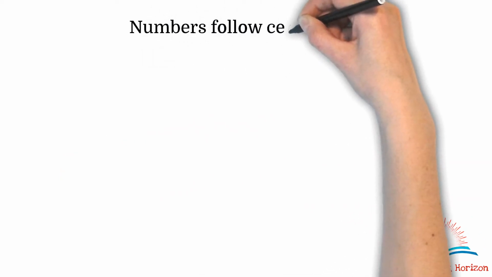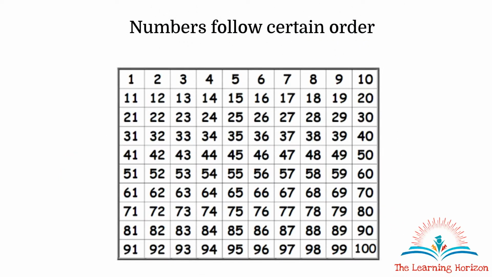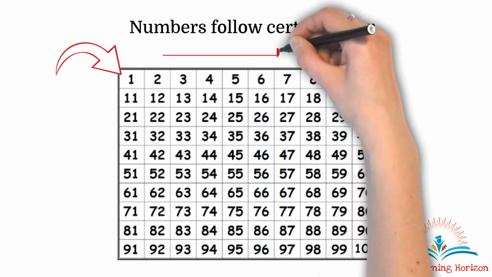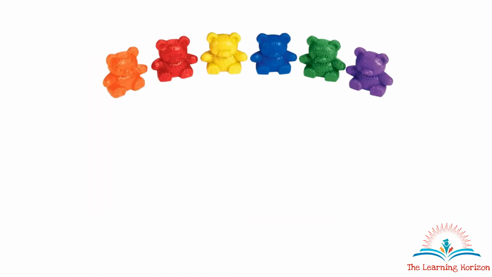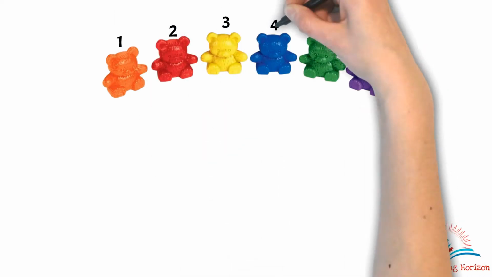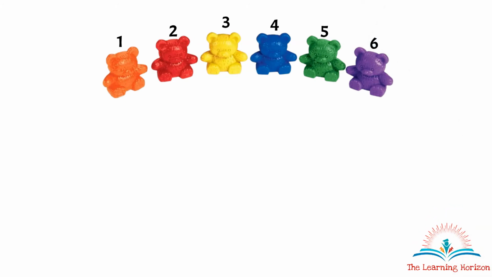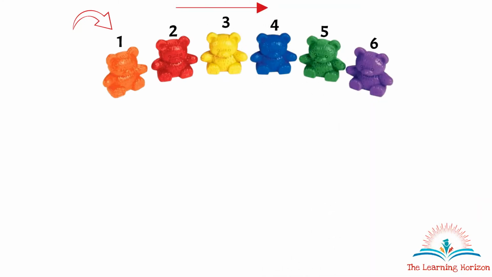Numbers follow a certain order as shown in the hundreds chart here. So when we count, we begin saying the numbers from 1 following the same order. For example, let us count these bears. 1, 2, 3, 4, 5, 6. So, if you observe, I started counting from 1 and continued counting by saying the numbers in order.